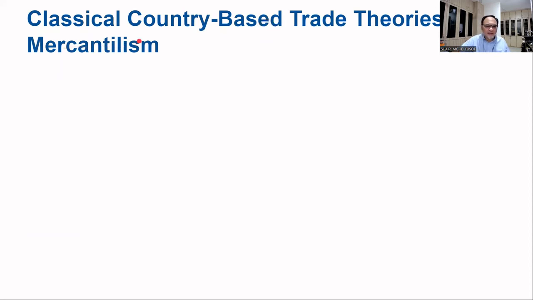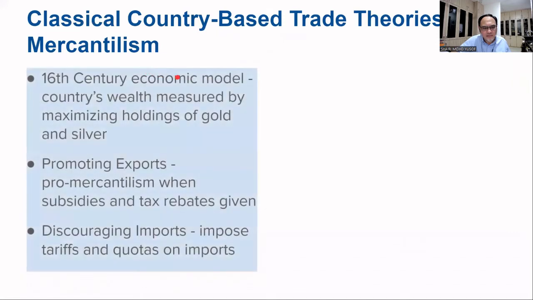Right. So we'll go back to a little bit of history. The first classical country-based theory is known as mercantilism. It arose during the great European nation states in the 16th century. It's the economic model at that time, whereby a country's wealth is measured by the amount of bullion, maximizing holdings of gold, silver and so on. So when they export and import, they use gold and silver as the medium of exchange.